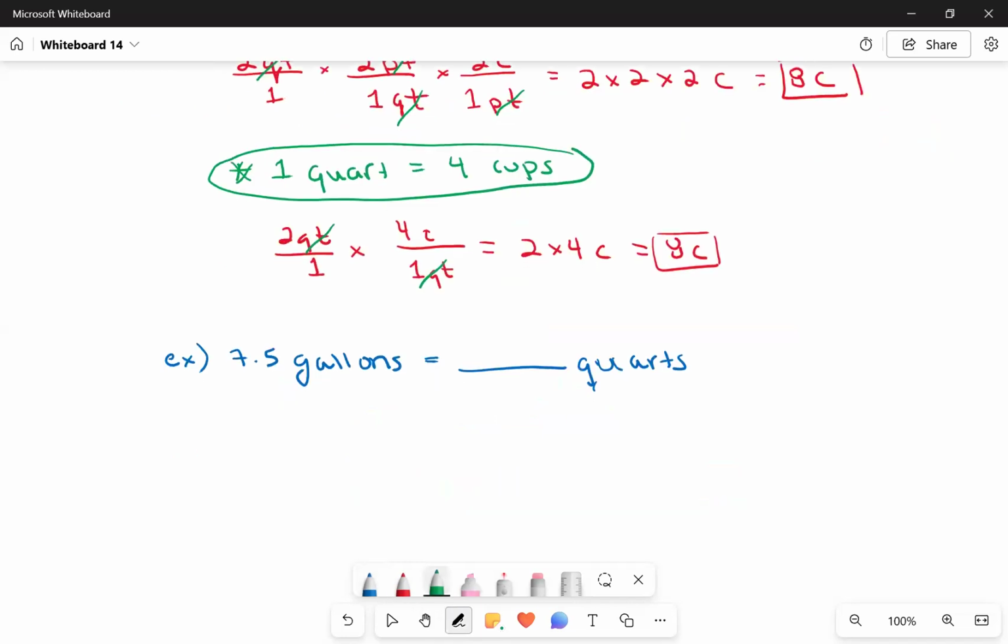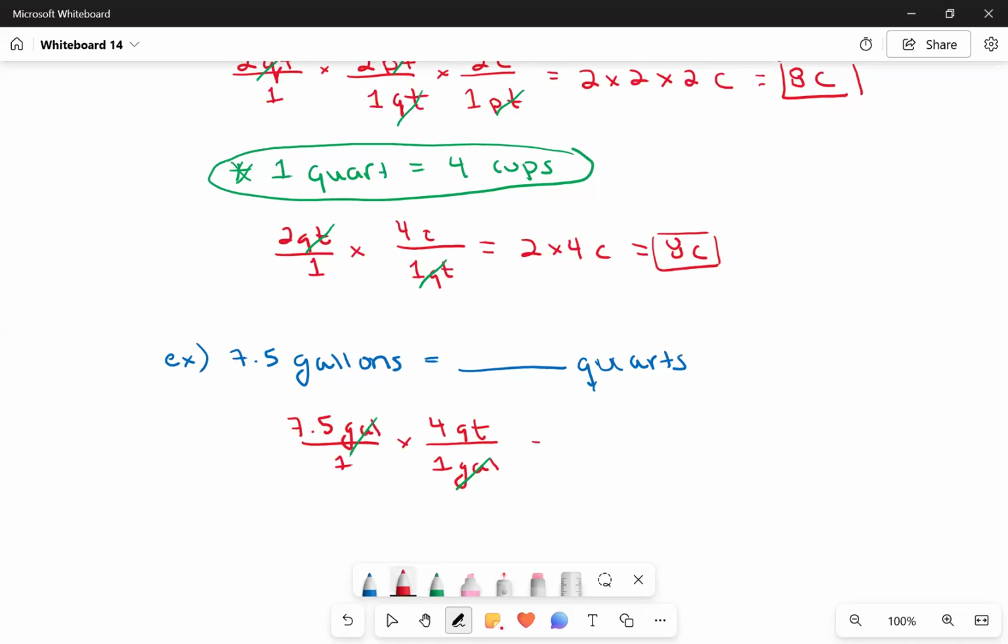All right, so using my setup here, 7.5 gallons over 1. And then from the conversion sheet, I see that 1 gallon equals 4 quarts. So I'm going to put gallon on the denominator, quarts in the numerator. So gallons cancel, and that's done. I'm left with what I want.